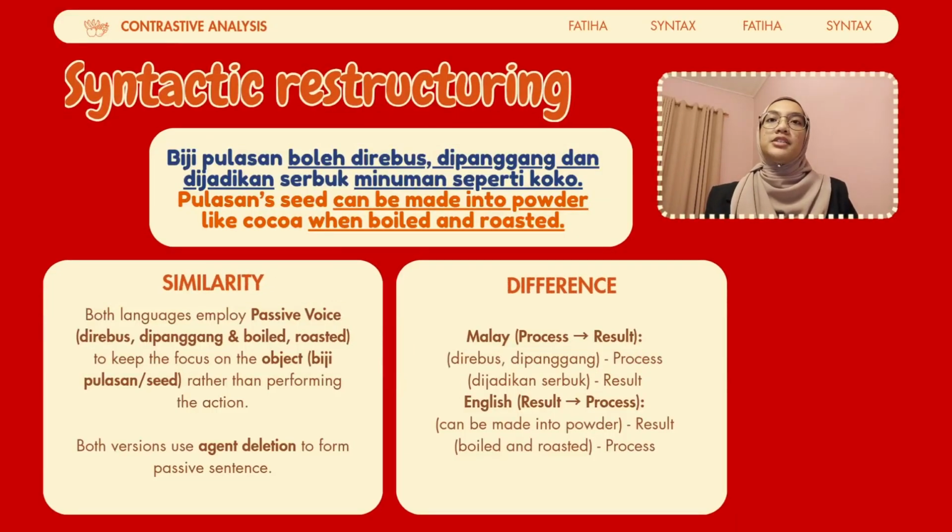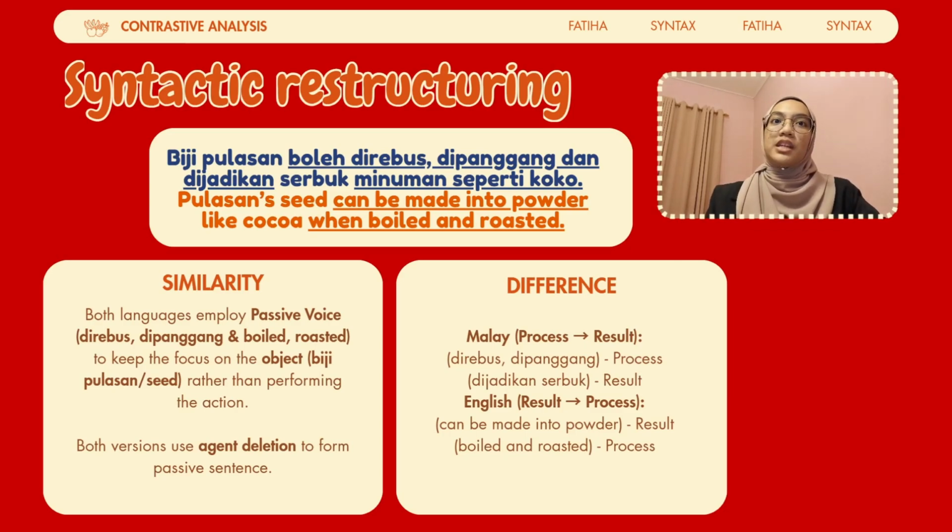Moving on to the example under syntax category. So we are looking at a larger sentence structure, which is syntactic restructuring. In this example, we are comparing the Malay sentence, "Biji pulasan boleh direbus, dipanggang dan dijadikan serbuk minuman seperti koko," and the English translation, which is "Pulasan seed can be made into powder like cocoa when boiled and roasted."